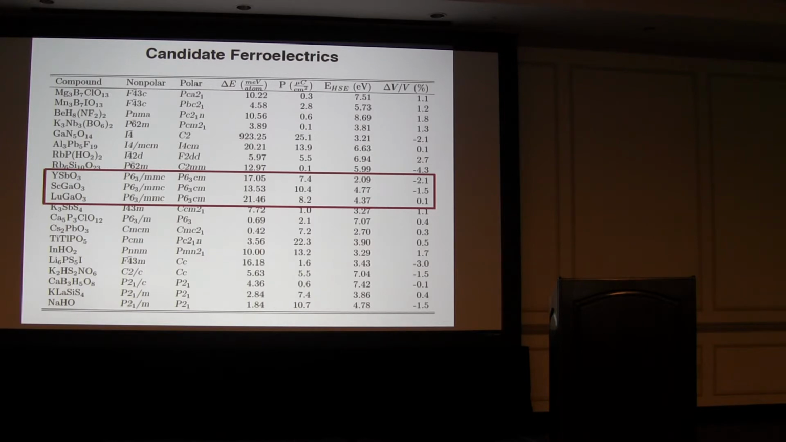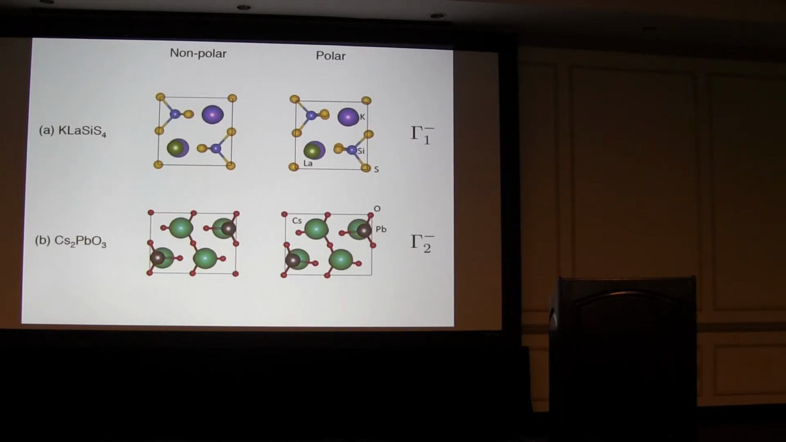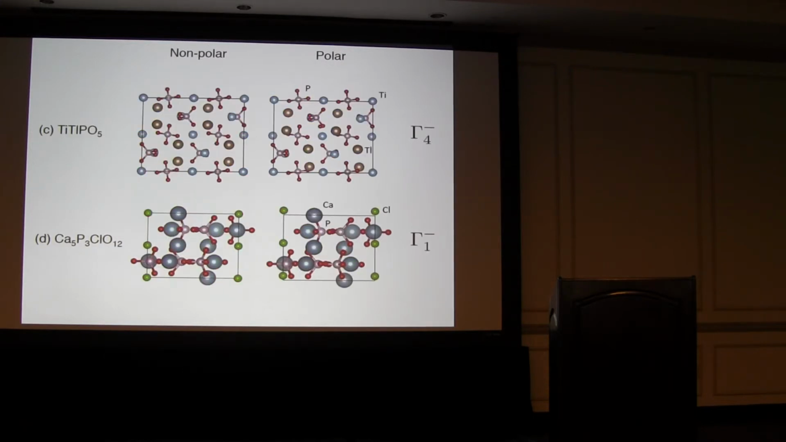Three of them are improper ferroelectrics. They have the same structure as yttrium manganite. We find cases where the polarization arises from the rotation of some groups, like in this case, tilting. There are cases where the polarization arises from displacement of one species with respect to the other, like in thallium here, chlorine here.